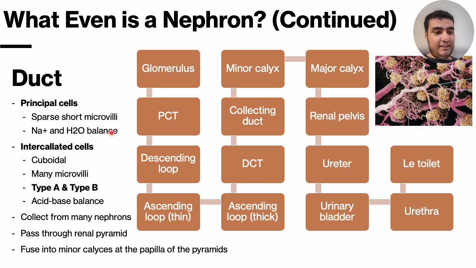These ducts collect the filtrate, which is becoming the urine now, from a lot of nephrons, not from a single nephron, and they pass through the renal pyramid eventually to fuse into the minor calyx, which again follow this until they drain outside the body.